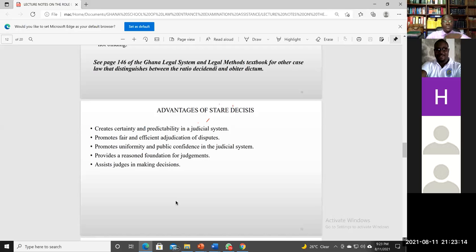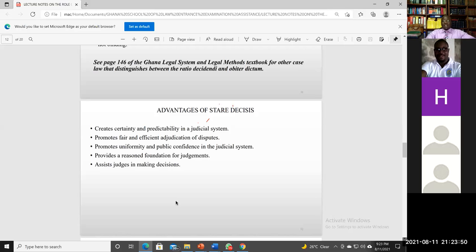Okay. So what are some of the advantages of stare decisis? We know it ensures certainty and predictability in the judicial system, and predictability is very important, especially. And it resonates well with the concept of the rule of law, because rule of law is against arbitrariness, isn't it? And judicial precedent ensures certainty, and for that matter, predictability in the judicial system. And again, it promotes fairness and efficient adjudication of disputes.